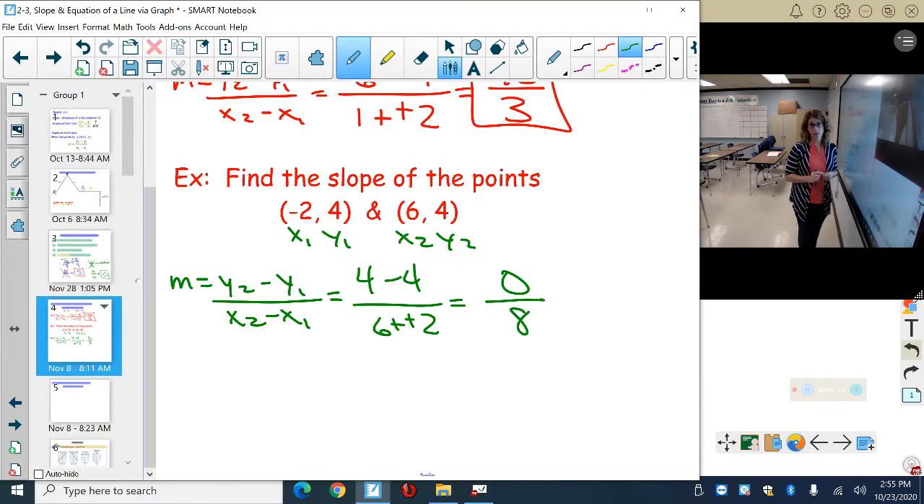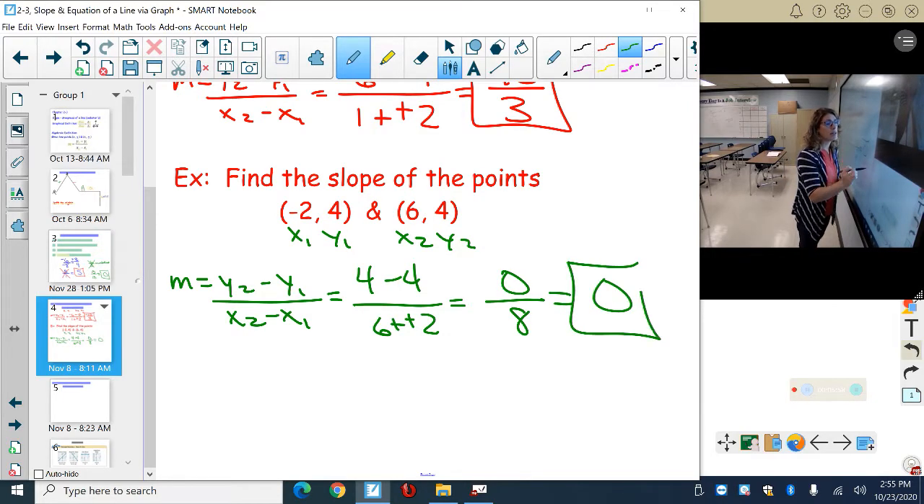No, do not leave it like that. If I have 0 pizzas divided by 8 people, everybody gets 0 pizza. Okay? So make sure you are simplifying that.